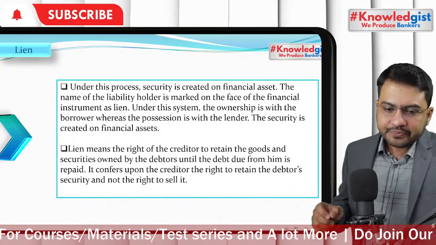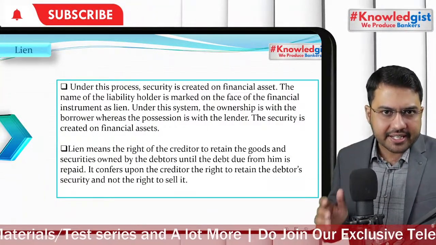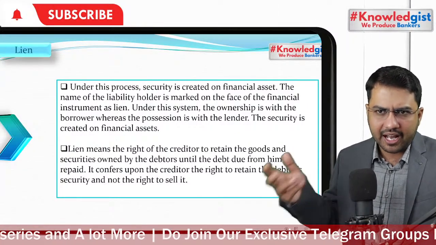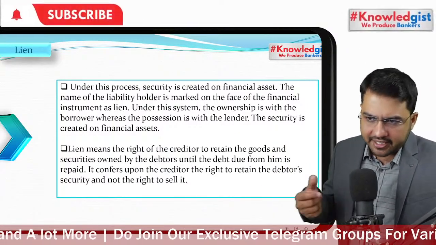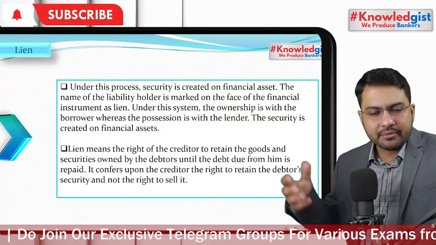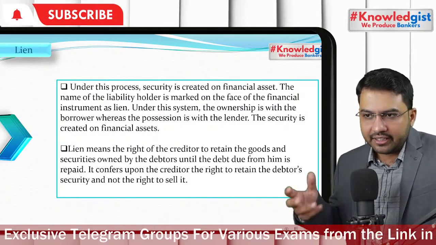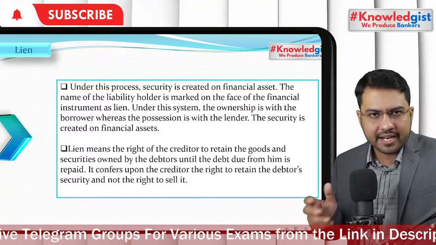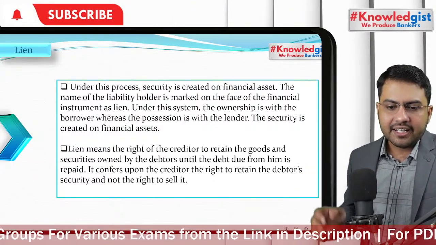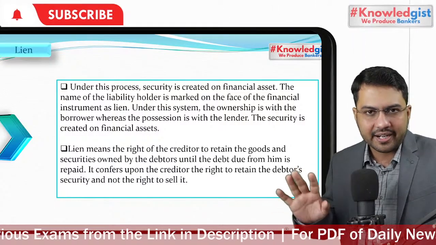What is lien? Under this process, security is created on a financial asset. Assets could be of two types: financial asset and non-financial asset, such as a home or car. A financial asset could be the money left in a savings account, current account, term deposit receipt, DDs, or bonds. So lien can only be created on a financial asset. The name of the liability holder is marked on the face of the financial instrument as lien.